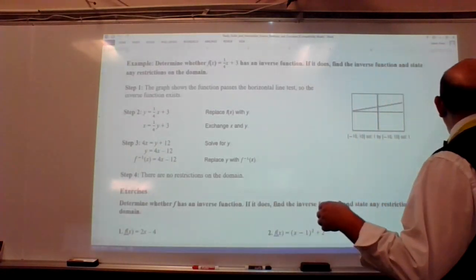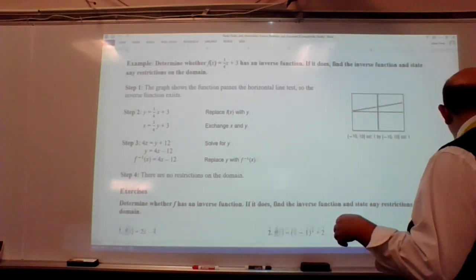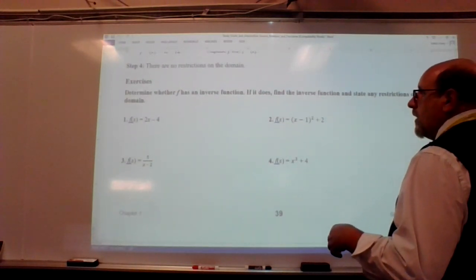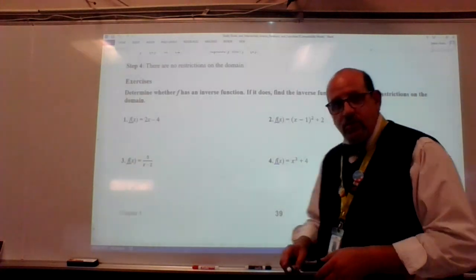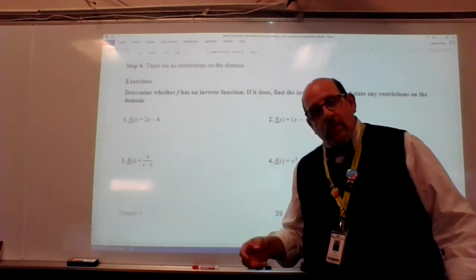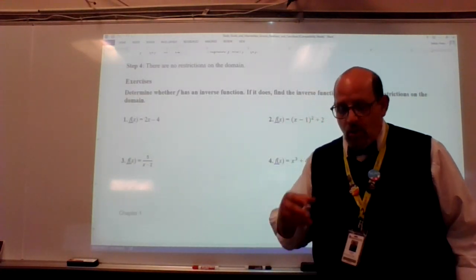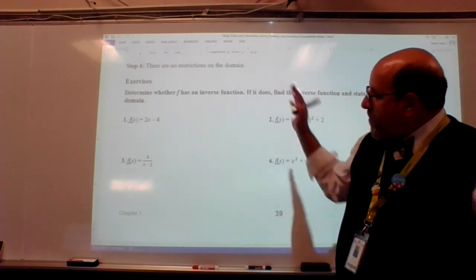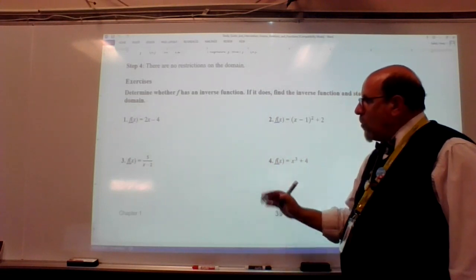I want to show you a couple of these examples down here, and I want you to think about how you figure out whether these have an inverse. Do we have to do the math? I don't know. But let's take a look at all four and think about what these graphs would look like.